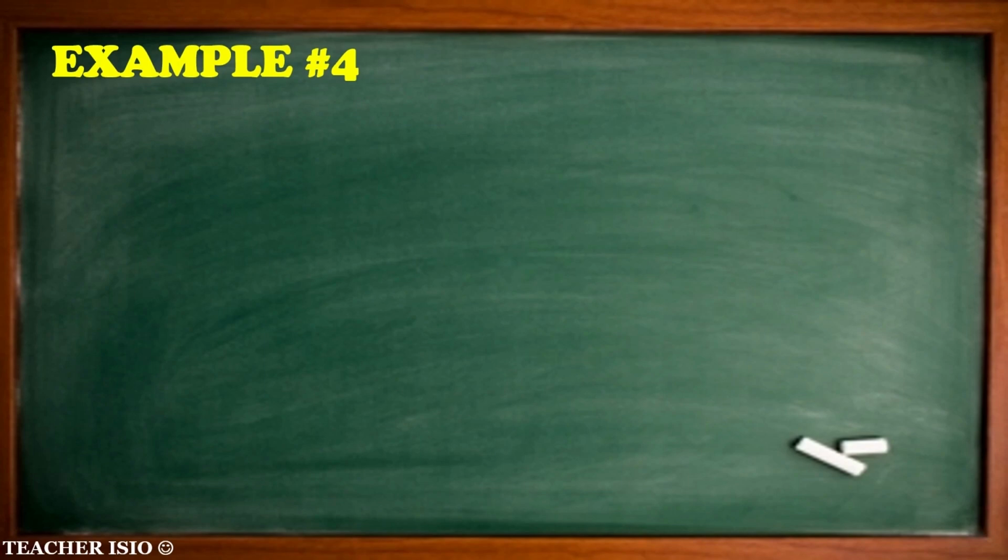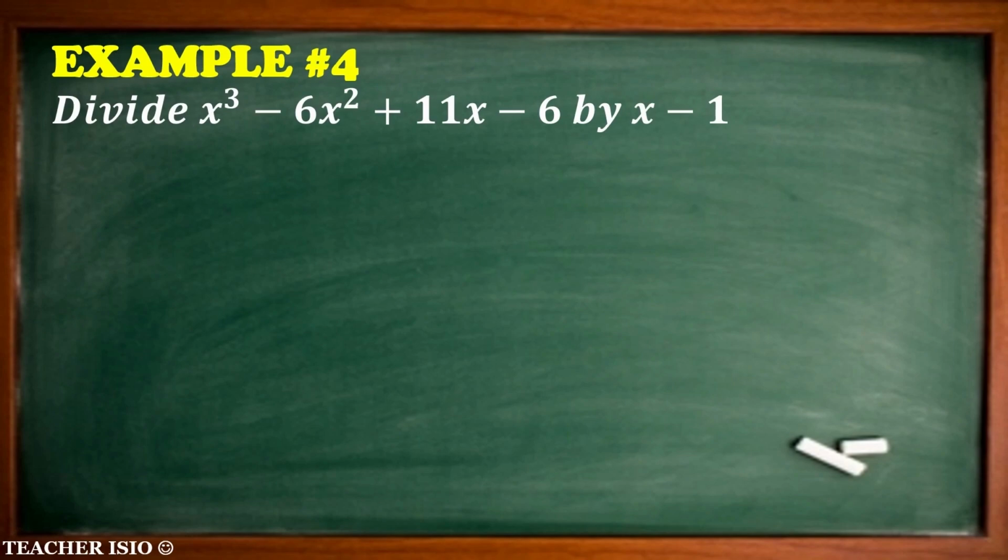Let's move on to example number 4. So, divide x cubed minus 6x squared plus 11x minus 6 by x minus 1. So, isulat muna natin. So, we have x cubed minus 6x squared plus 11x minus 6 as our dividend, divided by our divisor, which is x minus 1.